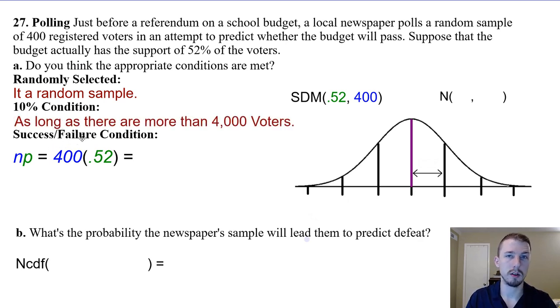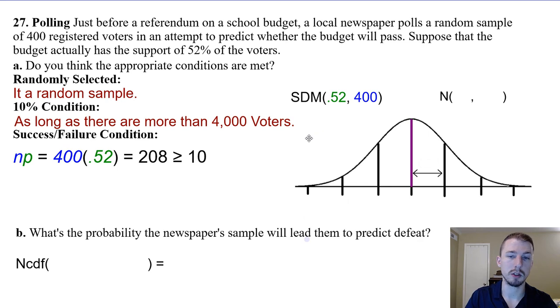Success/failure: this is to make sure the normal model is appropriate, so that we have a large enough sample. We have to have at least 3 standard deviations on both sides, and that's guaranteed if we have at least 10 successes and 10 failures. Well, out of a sample of 400, if we're expecting 52%, that's going to be 208, which is way more than 10, and going the other direction, that would be 192, which is also way more than 10 failures as well. All right, so it is appropriate to use a normal model.